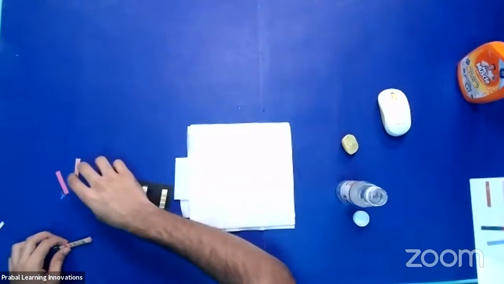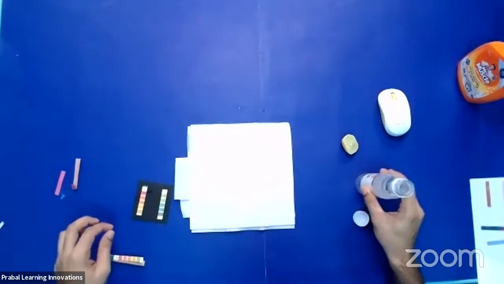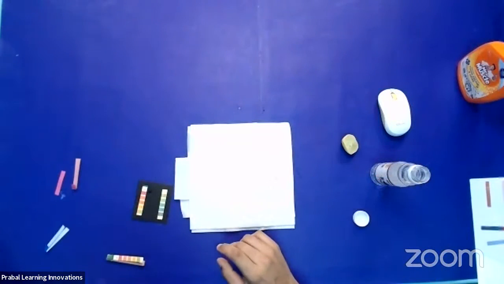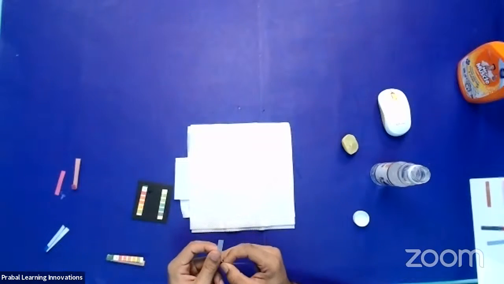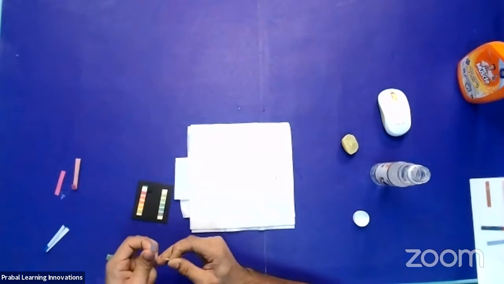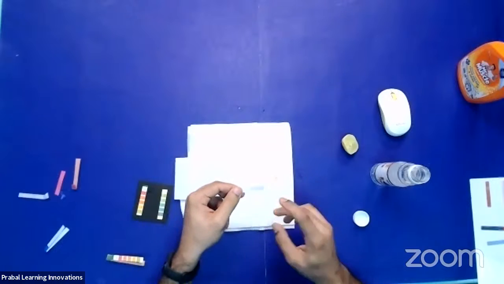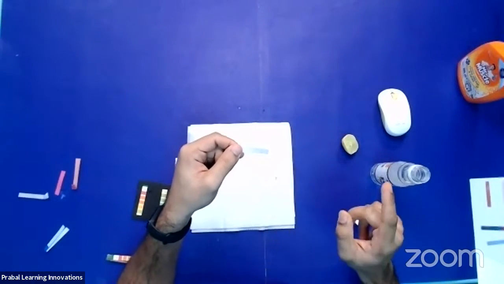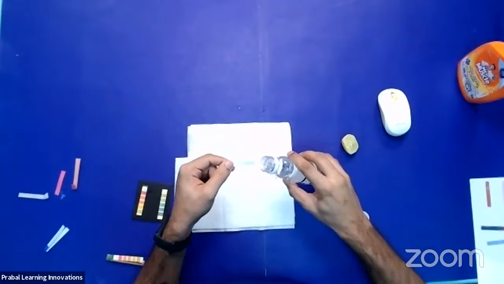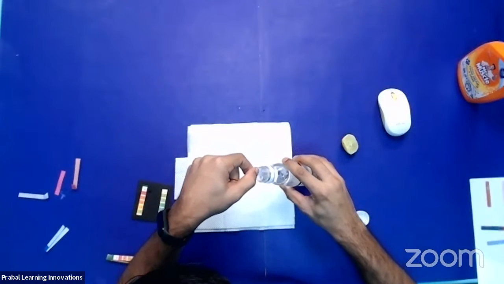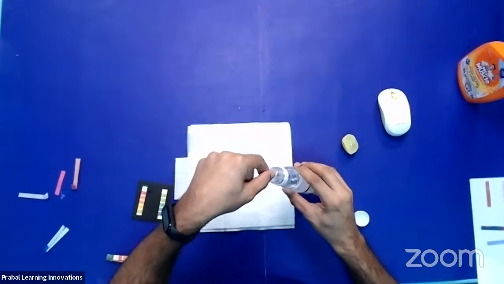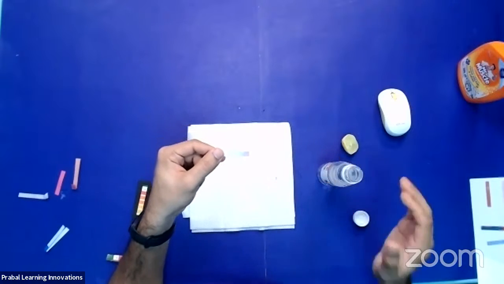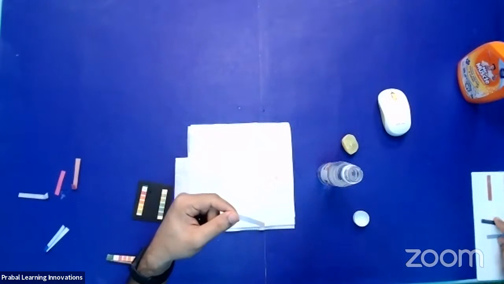Let's use the litmus paper again and try to find out what advantage we have from the pH paper over litmus paper. Here is the blue litmus paper. Blue litmus paper reacts with acid to give red. So the blue has turned to red.